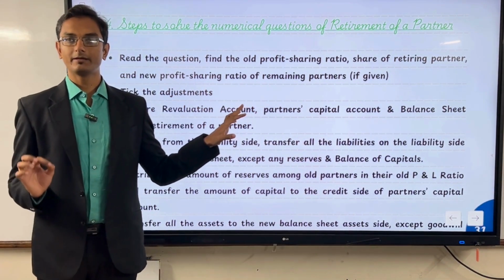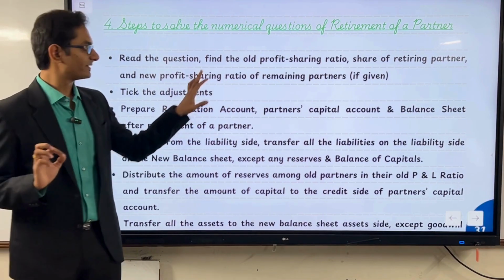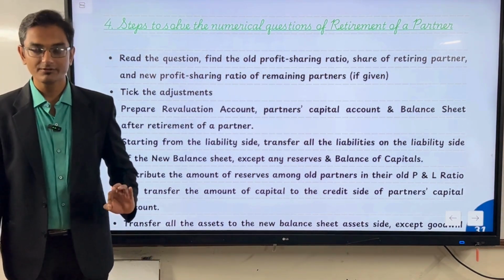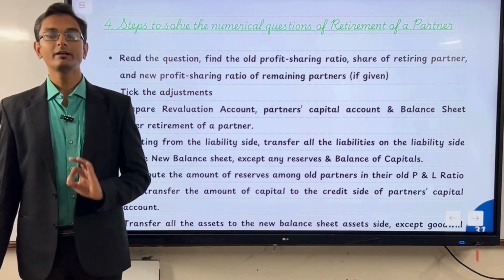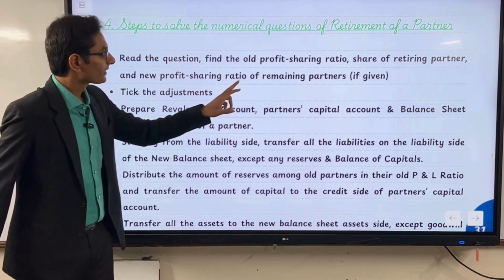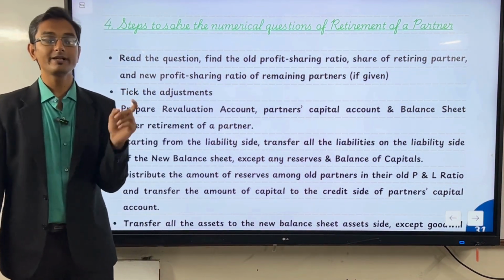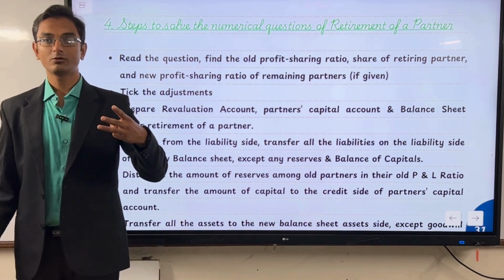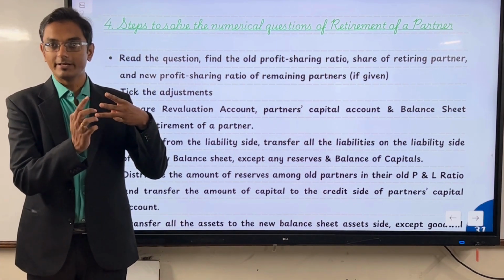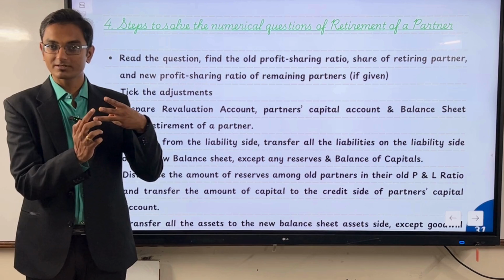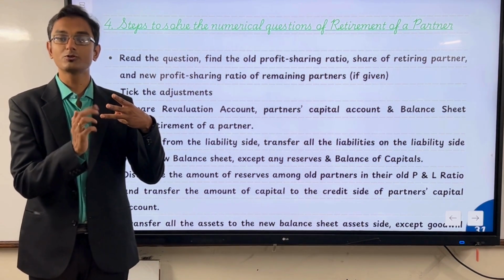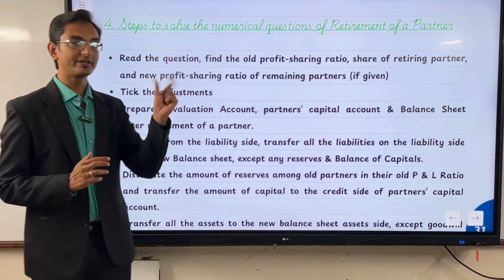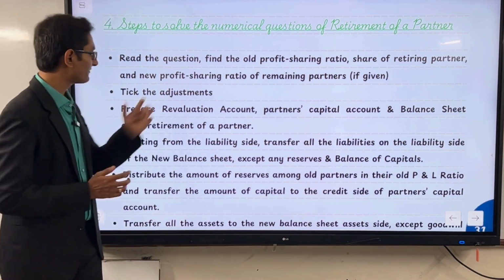Along with the tick mark of adjustment, you are supposed to find out the old profit sharing ratio, which will be given in the question itself. If it is not given, then it should be equal proportion. The share of the retiring partner, the name of whoever is retiring, we have to mark, because three partners A, B, C are given. A can retire, B can retire, C can retire, so we have to do the calculation accordingly. That is why we have to find the share of the retiring partner in the old form.